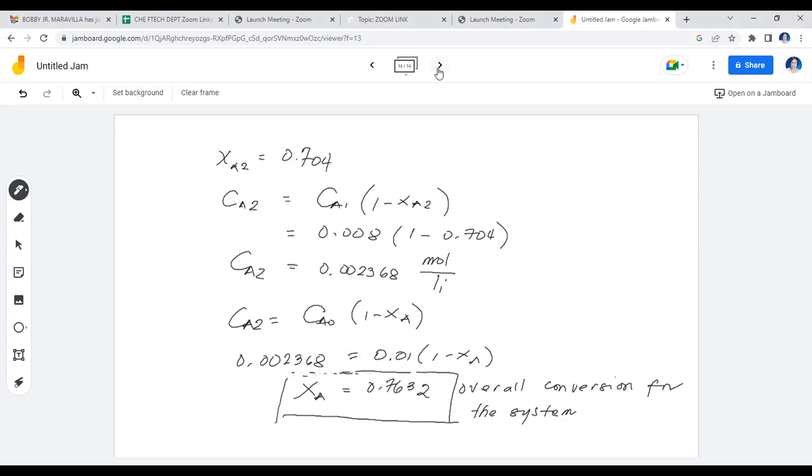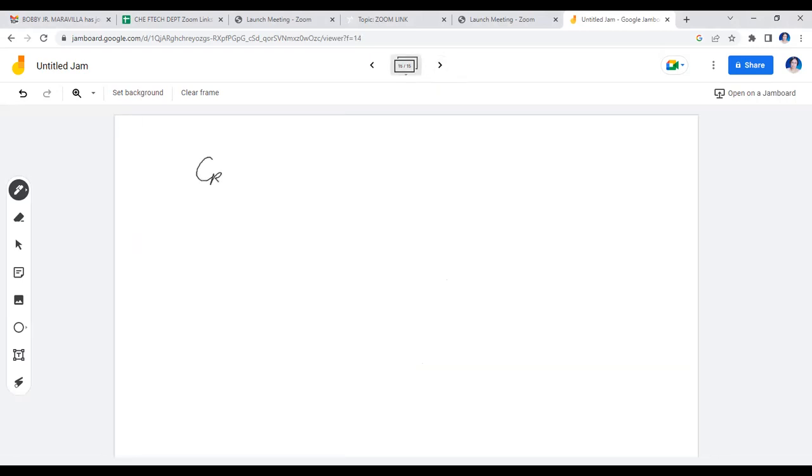Next would be the CR. Specifically, the question here is, what is the concentration of R at the exit of the PFR? Since we have CR1 from the mixed flow reactor, we will label the concentration of R at the exit of the PFR as CR2. So we'll have CR2, and that would be CR1 times 1 plus XR2. Now, this could be translated to CR1 plus CR1 XR2. And what is our CR1?